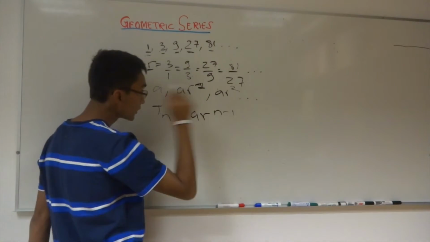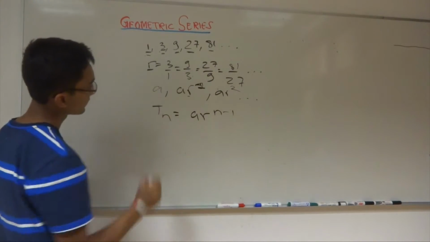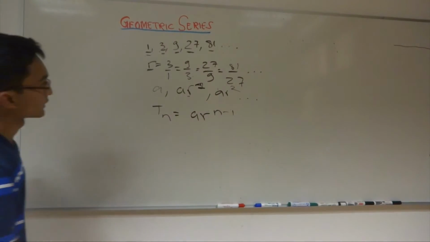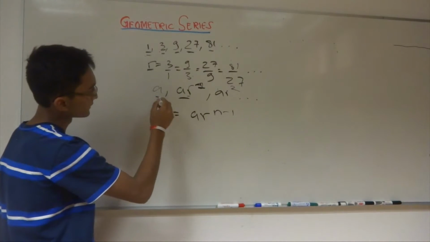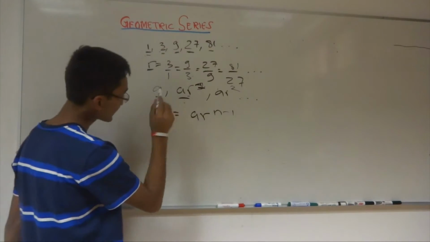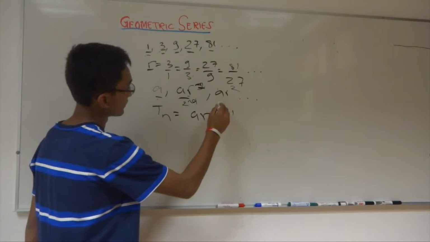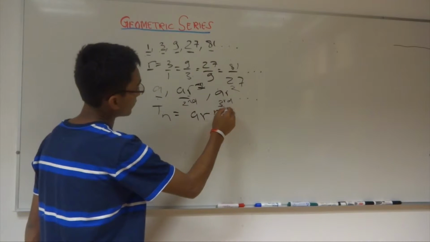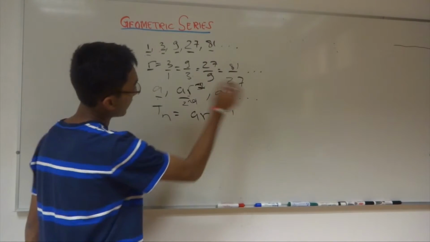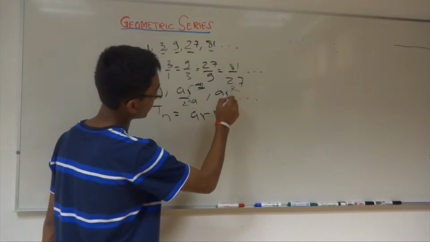Why n minus 1? Because we can see the power of r in each of the cases is lesser than the position that the term is in. So this is the second term, and the power is 1, which is lesser than the position of this term. This one's the third, and the position is greater than the power of the term by 1.